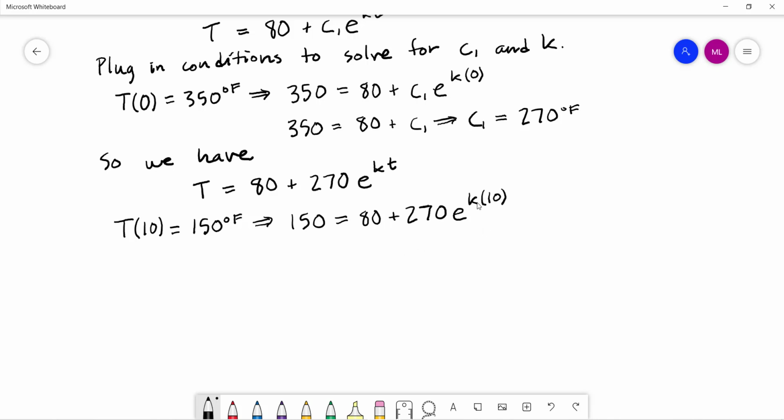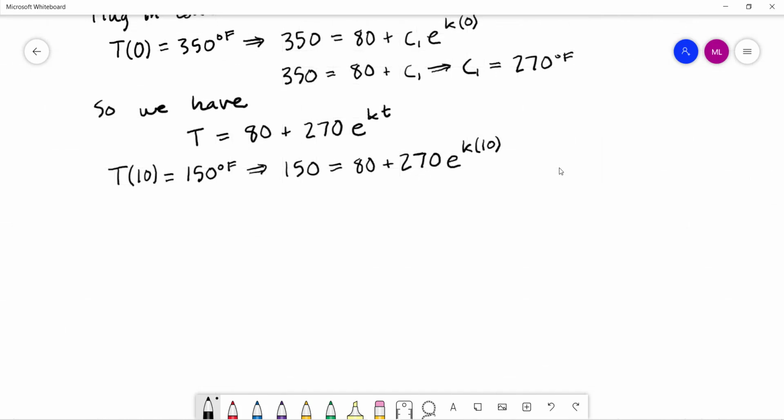And here's our equation. And again, the only unknown is k, so we just need to do some algebra to solve for k. It's not very nice algebra, it's kind of ugly algebra, but it's not going to be the end of the world. So let's try to isolate k by itself. First, let's get rid of this 80. Let's move the 80 over to the other side. So I'm going to subtract 80 degrees from both sides. That'll leave me with 70 degrees on the left.